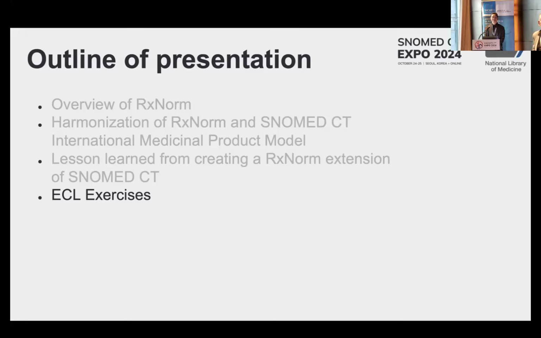Am I right that SNOMED is more detailed when it comes to unit of presentation versus dose form, which often is the same, for instance, tablet, but in some cases it's different. And it seems that in RxNorm, the two things go together. Is that true? And why?